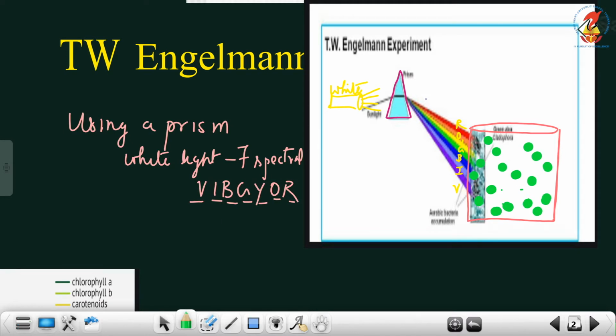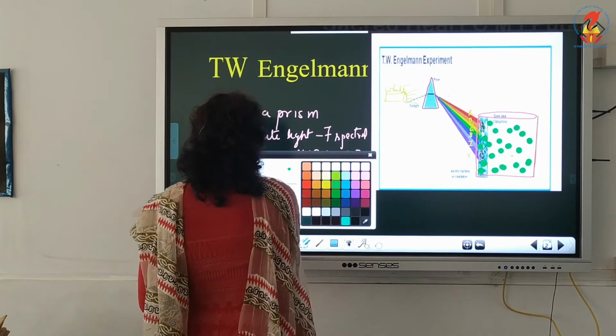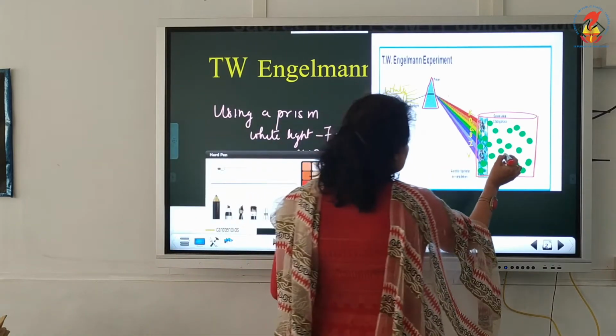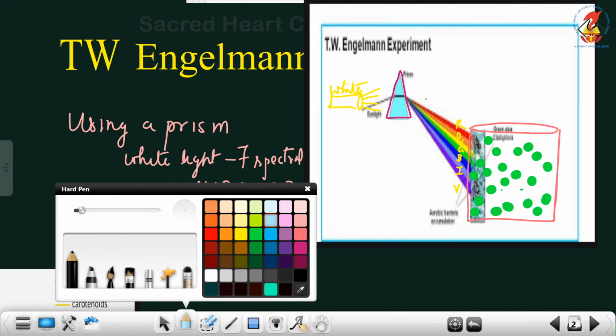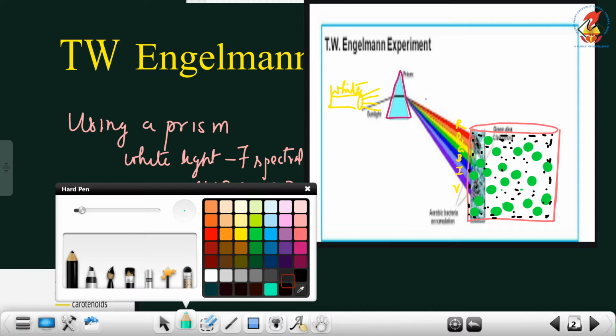So, the name of this algae is Cladophora, and along with this Cladophora there were aerobic bacteria, which is going to be indicated in, say, black color. They are found equally distributed. So I put those black spots equally distributed in the entire container.